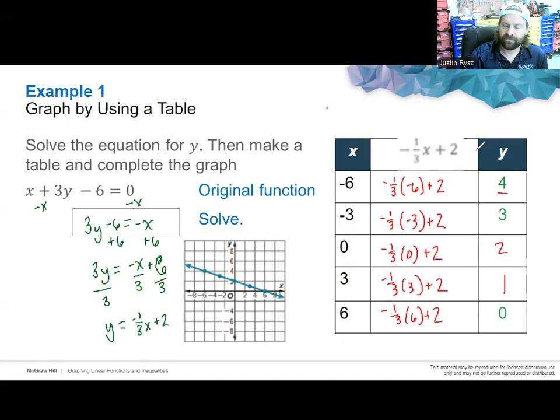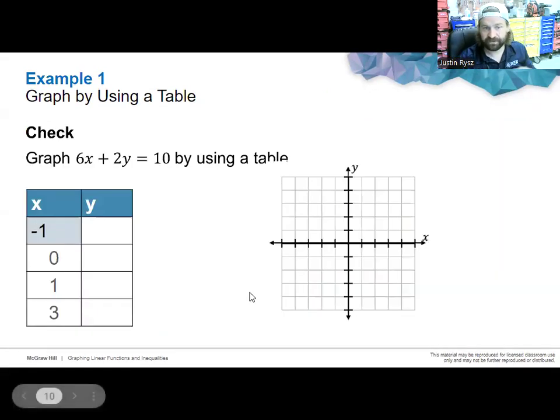So you see we can make a table, and each table is technically just a set of ordered pairs. Let me clear the drawings and move on to the next slide. And then we go through and plot those points.